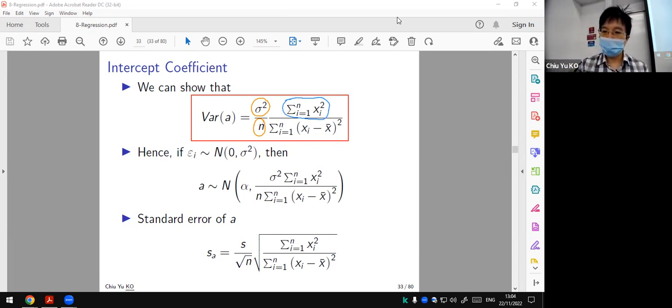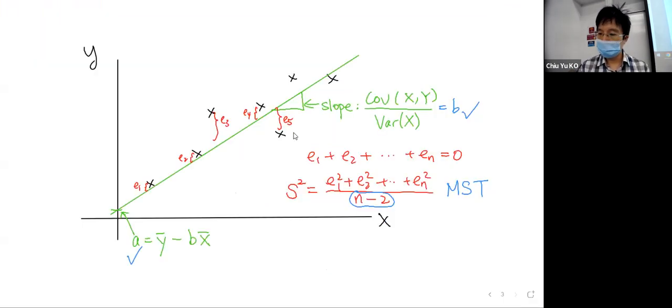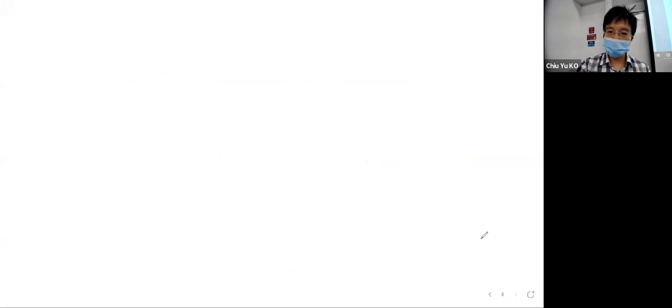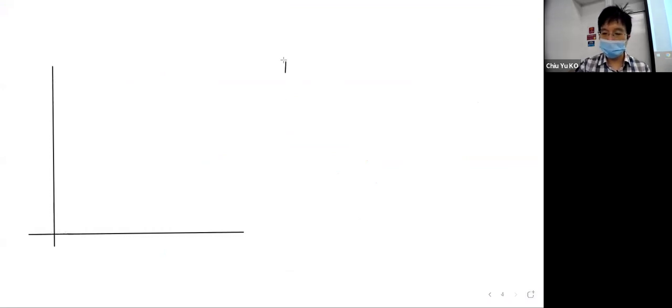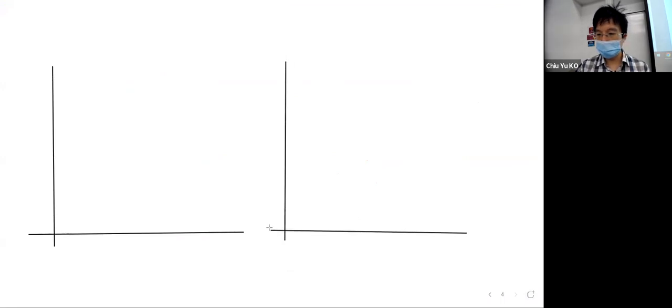Try to compare two situations. Here I have one data set and there the other data set. In case one, the data is mainly located here. In another case, the data is located here.